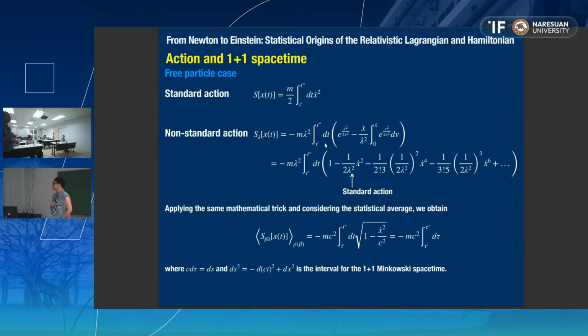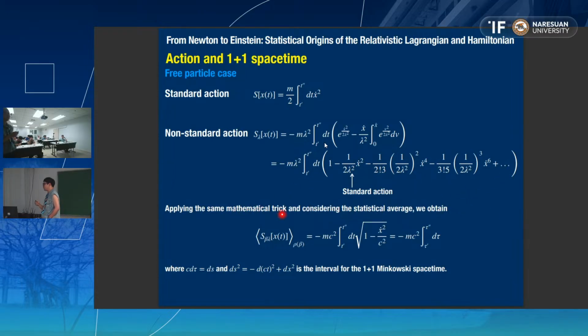Now we look at the action. This is the standard one. We start again from the free particle case, and this is the standard action. And this is the non-standard action with the multiplicative Lagrangian right here. I do an expansion here, which is nothing but, I just want to emphasize that this one is the standard action, which contains the infinite hierarchy, the infinite series here.